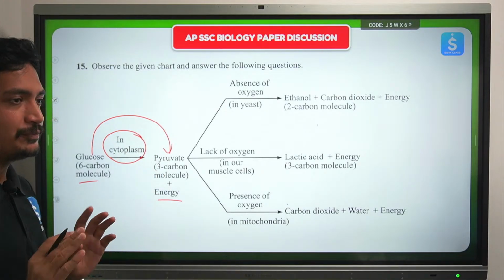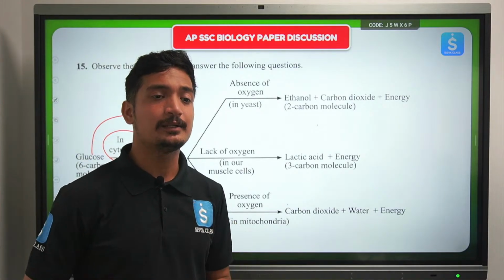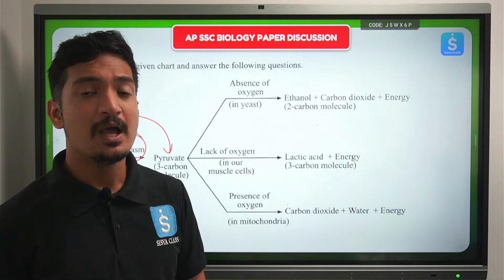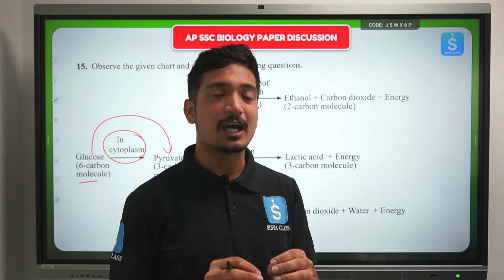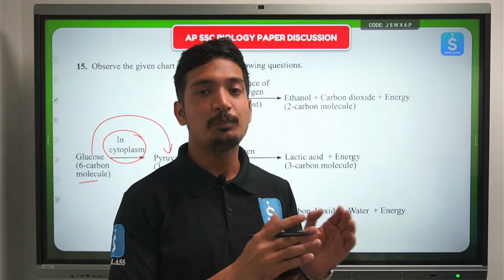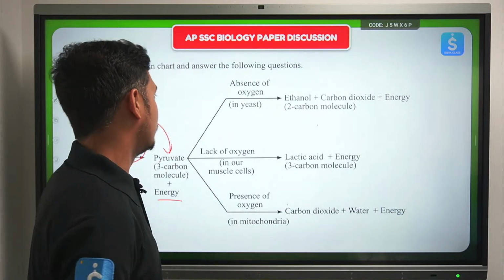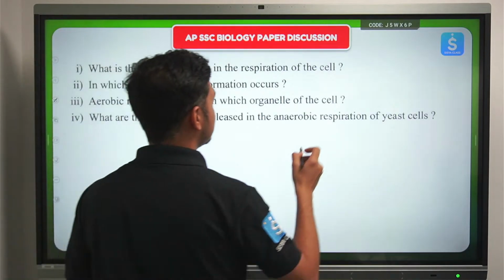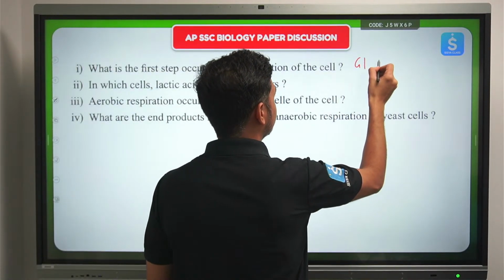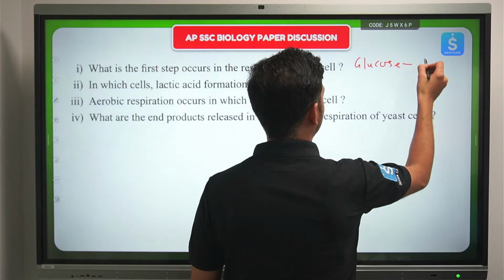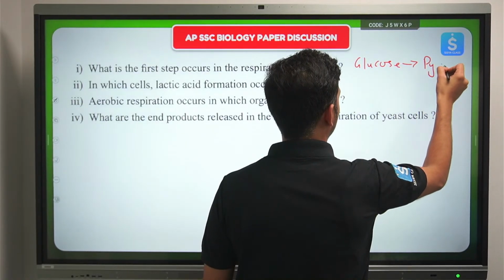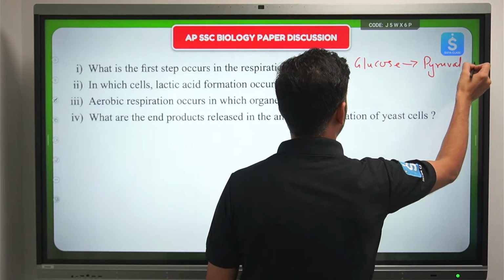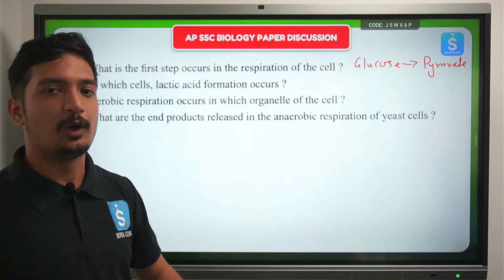Okay, that is the first step that happens, and this happens inside the cytoplasm. Glucose, which is a 6-carbon compound, will be converted into pyruvate, which is a 3-carbon compound. So moving ahead, we'll say glucose will get converted into pyruvate. You can write it in a more elaborated way.